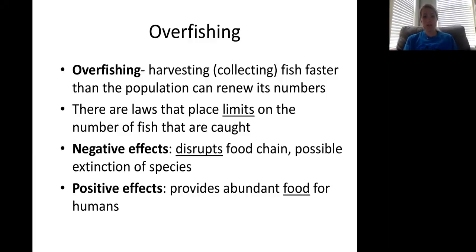If I take out too many of one type of fish, they may not be able to recover from this devastation. So also, again, positive effects. We always try and look at the glass half full. It provides an abundant amount of food for humans. But we all know that we, as humans, sometimes are a little bit greedy and we may eat more than we need to. So not always the best thing.